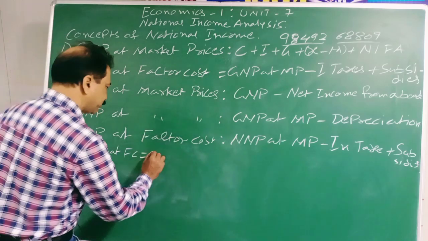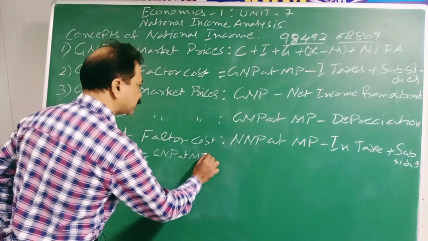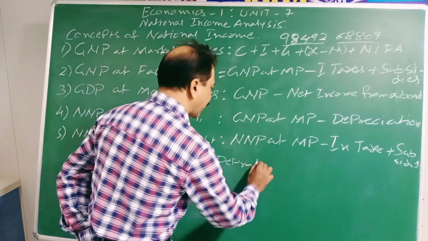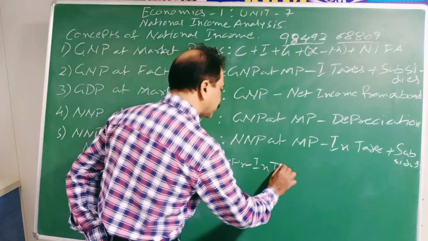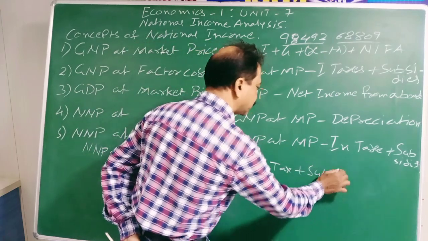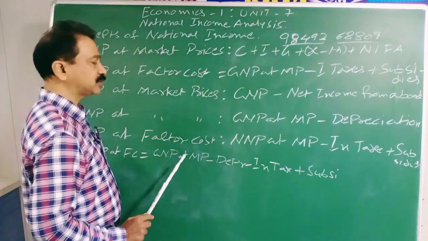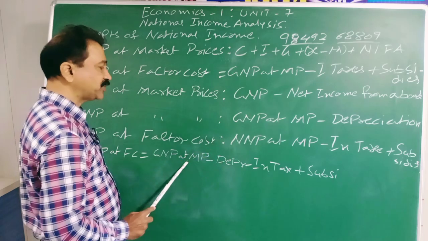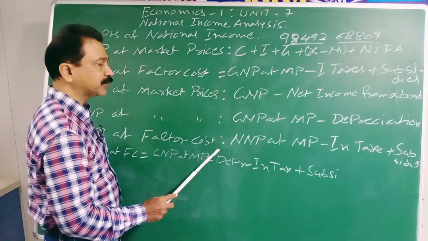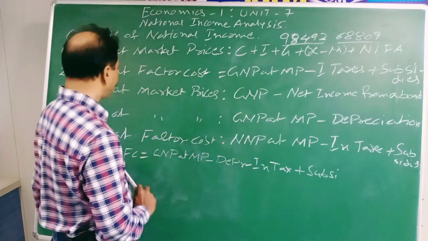So we will make it lengthy. GNP at market prices minus depreciation minus indirect tax plus subsidies. Then we will get NNP at factor cost. So instead of taking GNP at market prices and removing depreciation, we can take the NNP at market price, remove the indirect tax, add the subsidies, and you will get the NNP at factor cost.